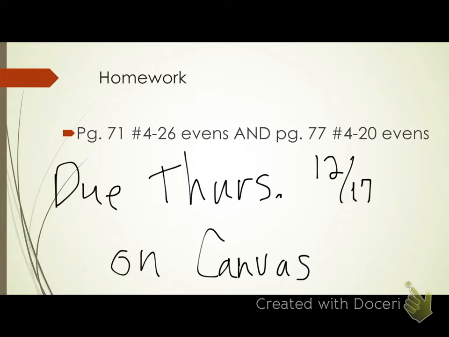What hour is this? 5th hour? Your semester test is Thursday. 1st, 3rd, 5th, and 7th are on Thursday. 2nd, 4th, and 6th are on Friday. Here's how I'm doing the semester test though. I'm not counting it as a semester test grade. If you do really well on your semester test, I'm going to replace your lowest test grade with that grade. So let's say you got a 56 on a test. Let's say you get a 97 on the semester test. I'll replace that 56 with a 97.